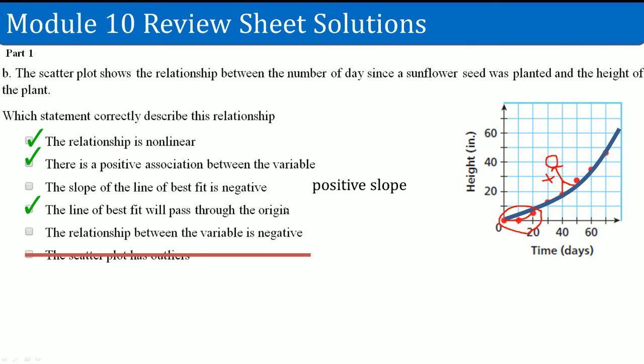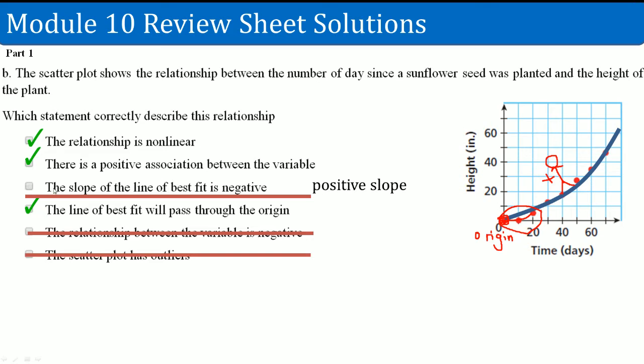The line of best fit does pass through origin. The origin is right here. This is the origin at 0, 0, if you don't know that. And it does pass through 0, 0. And the relationship between the variables is negative. That is wrong because, again, it has a positive relationship. So there should be a positive relationship. That was what was crossed out.